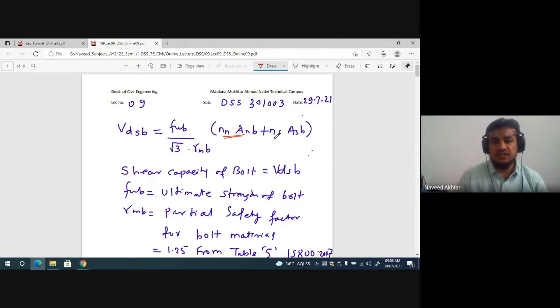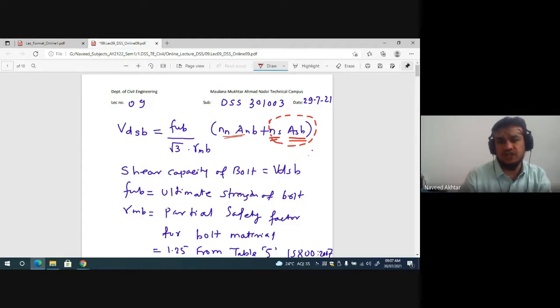Then if the plain or shank area is intersecting the shear plane, in that case the nS value is for the plain area or shank area. Shank area is nothing but the plain area, so it is related with the plain area, that's why nS into ASB. In mostly common bolts, rough bolts or black bolts, they are fully threaded. So if the bolts are fully threaded, this term will not exist and it will be zero.